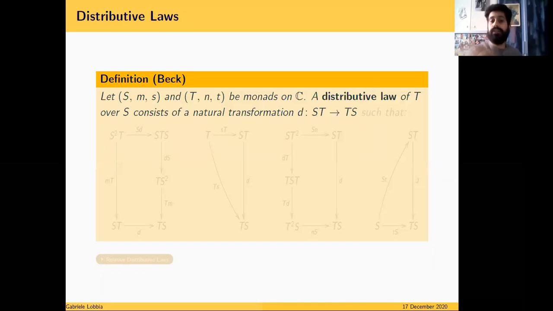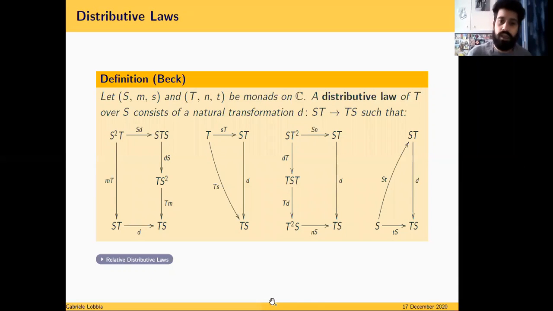And obviously we need some axioms. The axioms are these four axioms that can look a bit scary, but actually if you look at them, they are not super scary, because the first one, for example, tells you that the distributive law acts in a nice way with respect to the multiplication on S. You see we've got the multiplication of S on the left or on the right, and we've got the distributive law messing things around. Then the second axiom tells us that the distributive law acts nicely with respect to the unit of the first monad. And then we've got two dual axioms saying the same things for T: the one about the multiplication on T and the one about the unit of T.